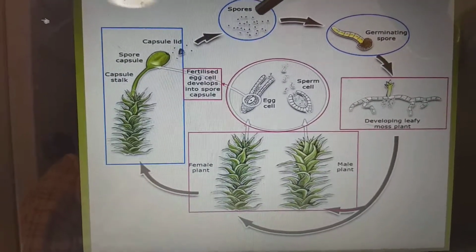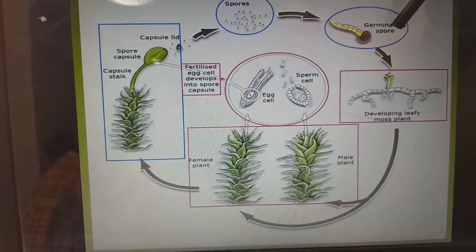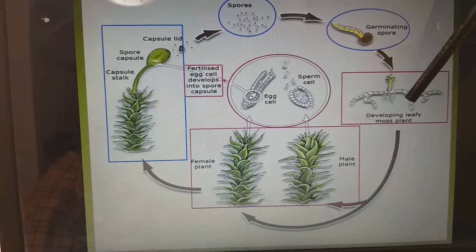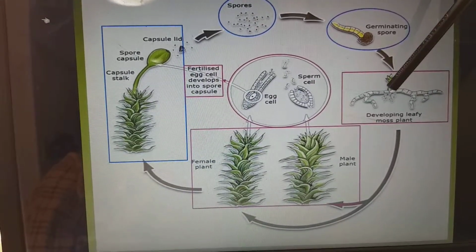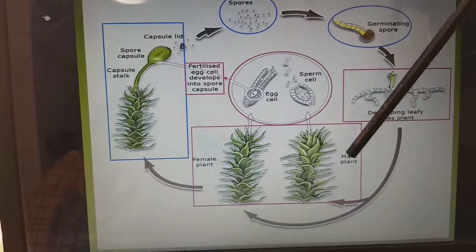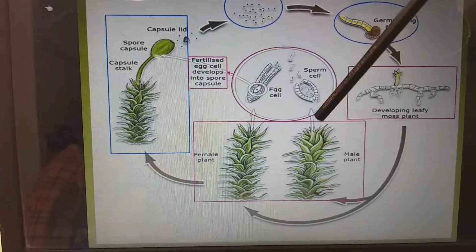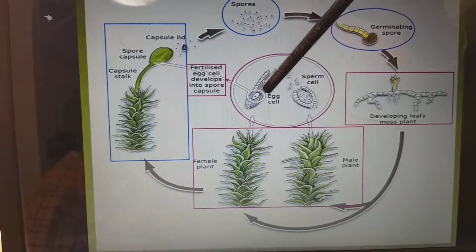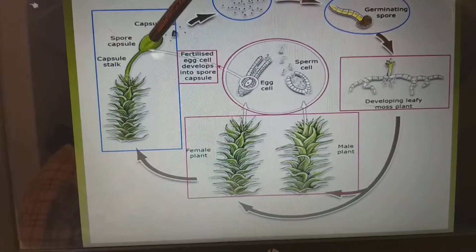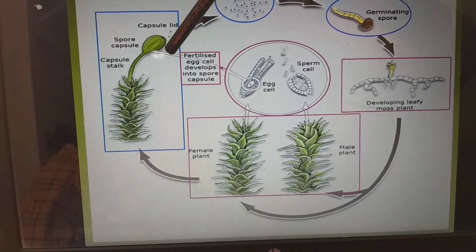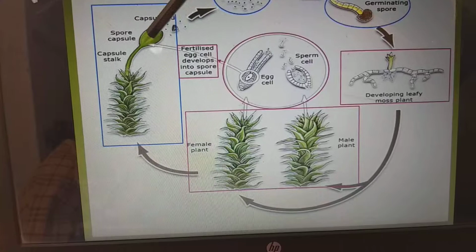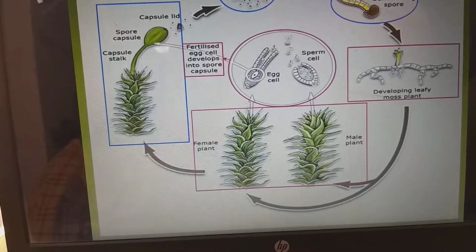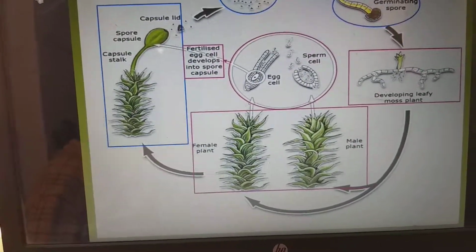Initially we start with spores. The spores will germinate and, for example, if it is a moss plant, give rise to the gametophyte. Later, we have the male gametophyte and female gametophyte, the male plant and female plant. Inside the male plant we have the sperm cells, inside the female we have the egg cells. After the union of male and female, it leads to the formation of the sporophyte. The fertilized egg cell develops into a spore capsule. In this sporophyte, meiosis occurs to give rise to spores, and these spores in turn again germinate into gametophytes.